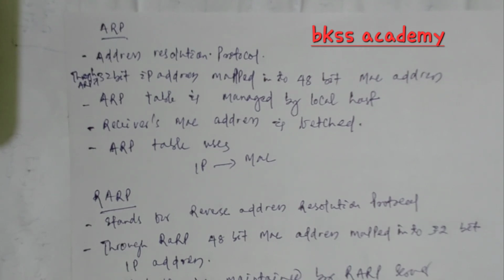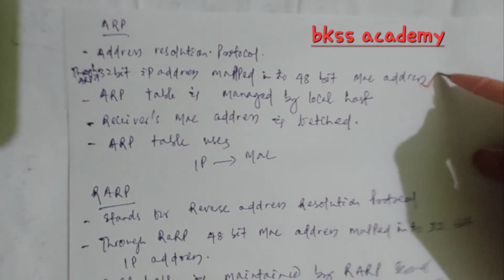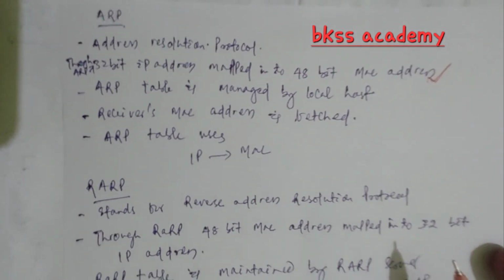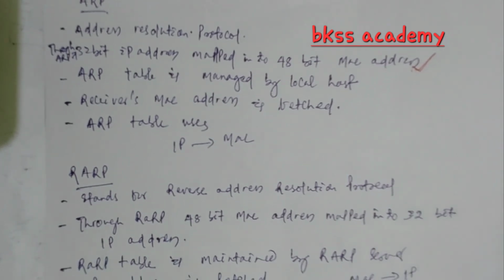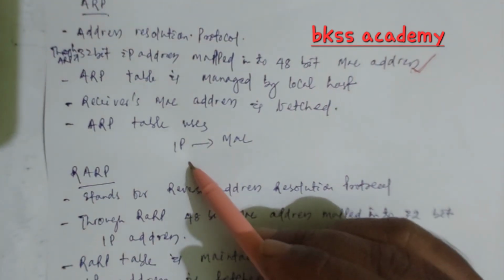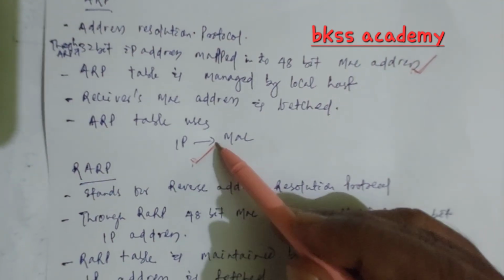Through ARP, a 32-bit IP address is mapped to a 48-bit MAC address. The IP address is of the network, and the MAC address is of the particular device. The ARP table is managed by the local host. One ARP table is managed by the client machine or local host. The receiver's MAC address is fetched. The ARP table maps IP address to MAC address.